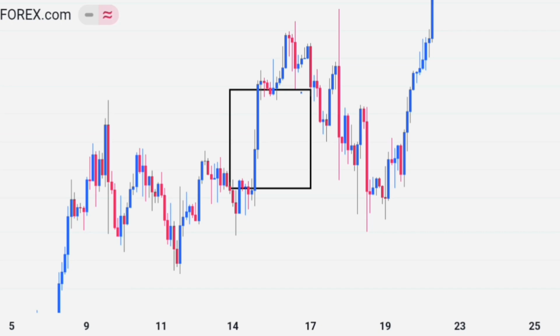So you have to be looking for buying opportunities at demand zones and selling opportunities at supply zones. But what is a demand zone? Demand zones are areas with lots of consolidation before a big bullish candle, and a supply zone is a zone that has small consolidation and a big bearish move.